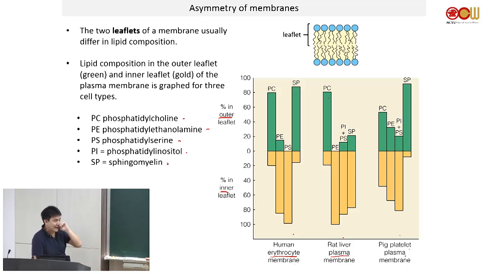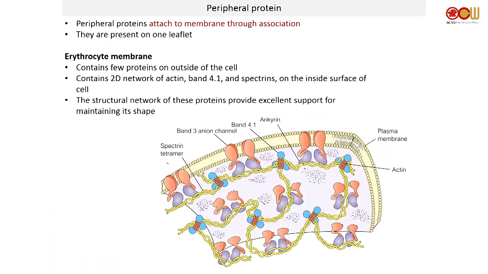They could be different. And they're different for a reason, okay? Because the function you need for outside of the cell and the function you need for inside the cell is different. Right? So of course, the lipid distribution could be different. So peripheral proteins, like I said, attach to the membrane through association. These things are present on one leaflet essentially. Okay? So they only associate with one side of the membrane.